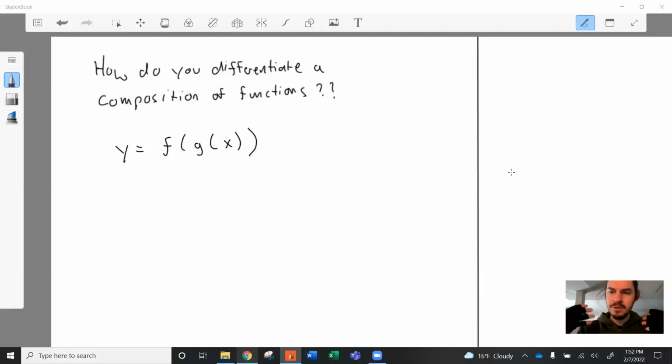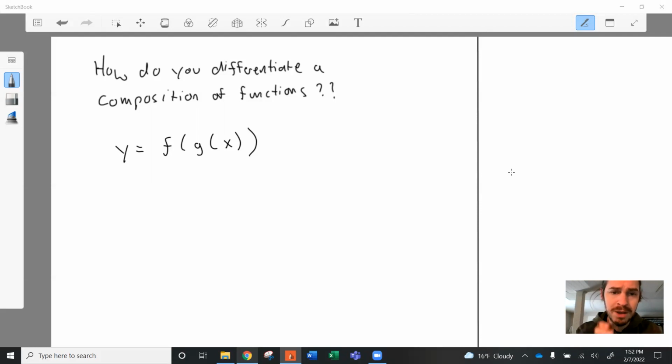All right, today we'll set out to answer this question. How do you differentiate a composition of functions? We've established rules for how to differentiate the sum of two functions and the difference of two functions. That's easy. We have a rule called the product rule for telling us how to differentiate the product of two functions, and the quotient rule for differentiating the quotient of two functions.